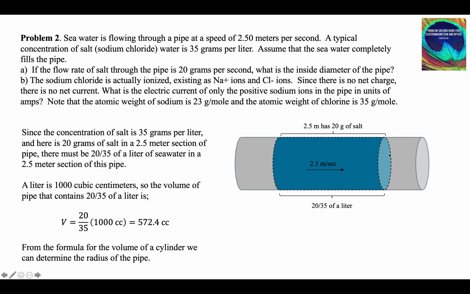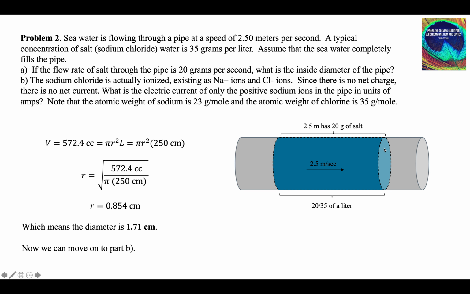We can calculate the radius now because we know the volume of this cylinder, and we also know the length is 2.5 meters. The volume is 572.4 cc's, and that's pi r squared L. L is 250 centimeters. We're converting to centimeters because everything's in centimeters here. We can calculate the radius, 0.854 centimeters, which means the diameter, which is what the problem asked for, is 1.71 centimeters.